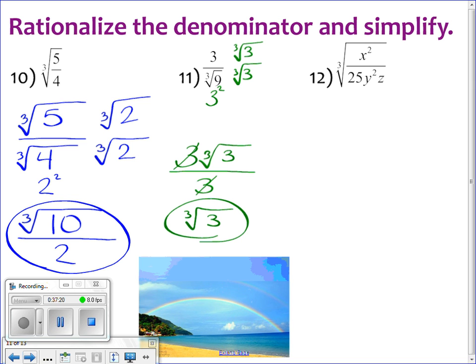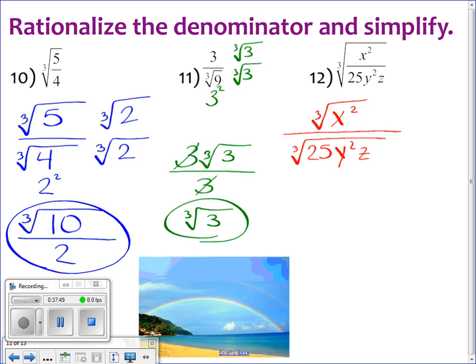All right, how about number 12? Anything simplify on number 12? Simplify the fraction at all? No. I don't have x's or y's or z's that are the same to cancel and those numbers to simplify. Okay, so let's go ahead and write this split. So the cubed root of x squared on top, cubed root of 25y squared z.